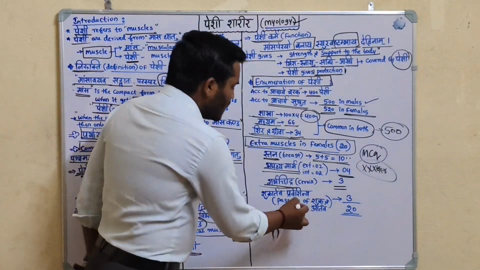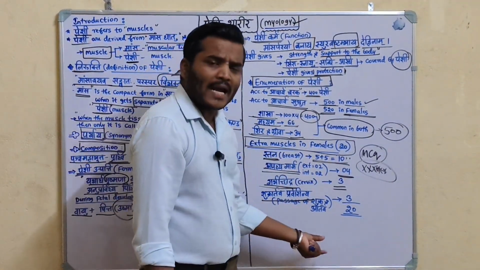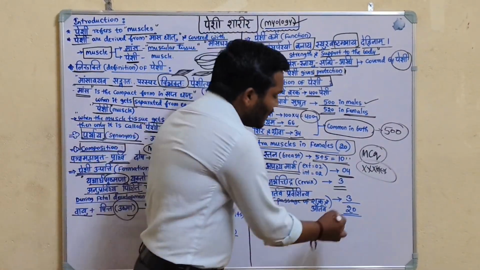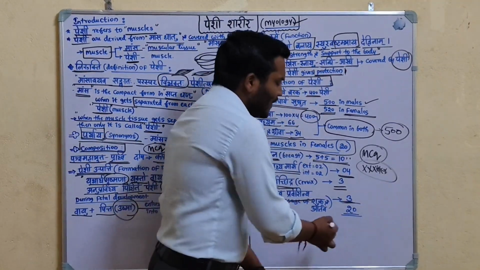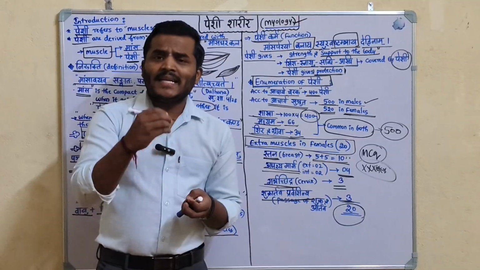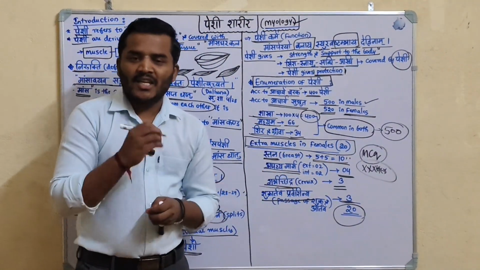Okay, in Shukrartava Pravishinna, in the passage of Shukra and Artava, total 3 muscles are present. Total कितना हो गया? 20 extra muscles are present in women. Okay, this is the enumeration of Peshi in detail.